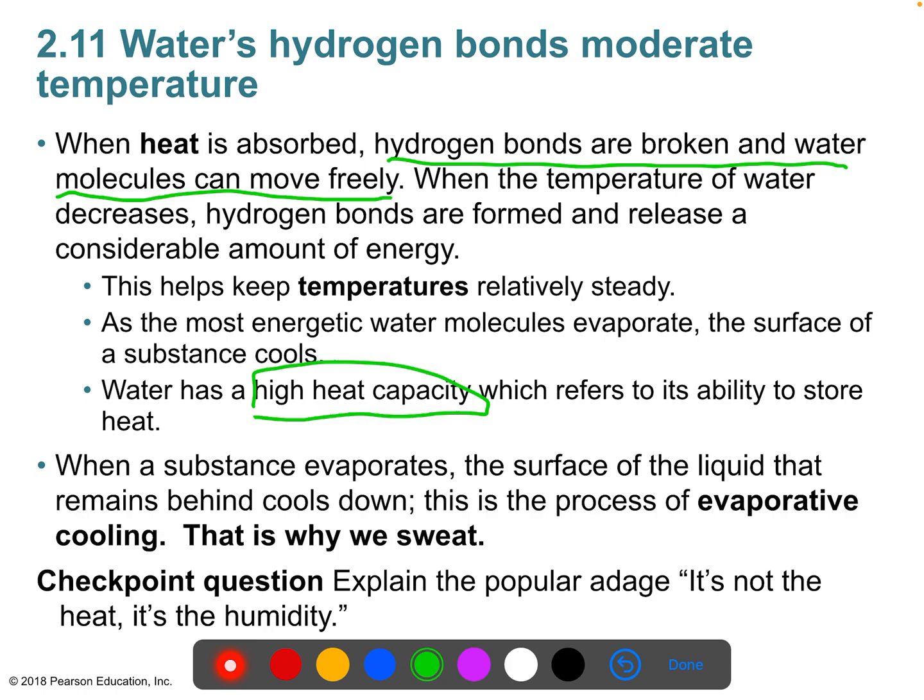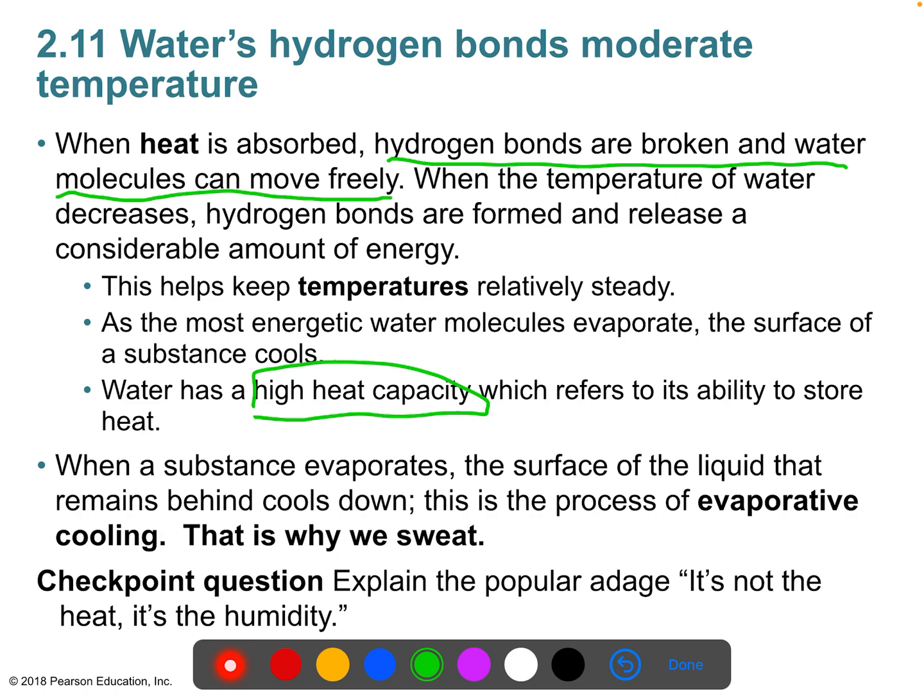The fact that water has this high heat capacity makes it really great for living things because it helps organisms maintain homeostasis. It even helps the planet maintain homeostasis. Think about our planet. It's covered with about 75% water. So it helps regulate the temperatures of our planet from going crazy, because it takes a long time for water to change temperature.